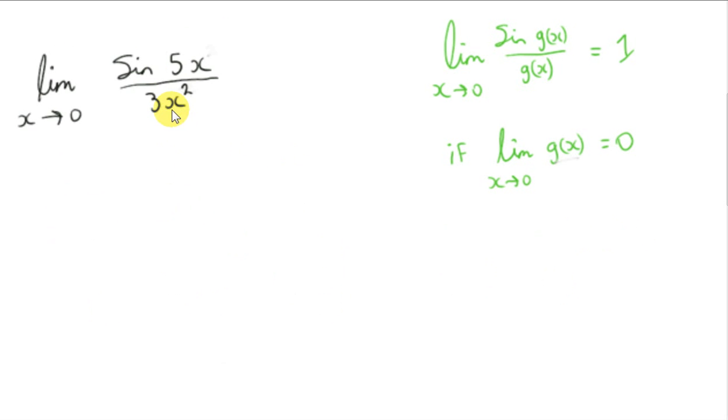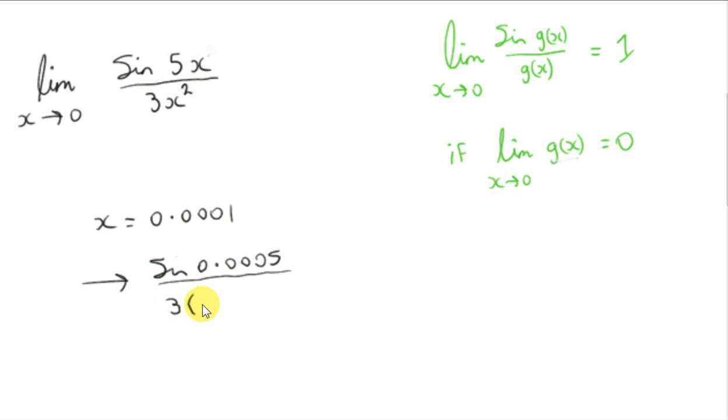Now let's take this example here. This time we don't have an x squared in the numerator. If we have no idea of how to do this, we can go to our calculator and plug in a very small value for x. Let's say 0.0001 and see what we get. We're going to get sine of 5 times 0.0001. That's 0.0005. And we have to divide this by 3 times 0.0001 squared.